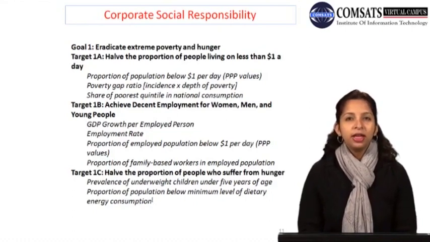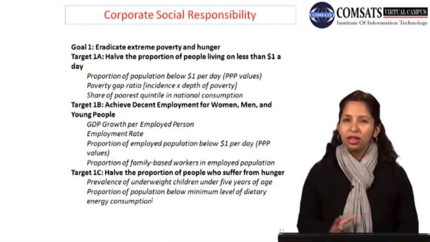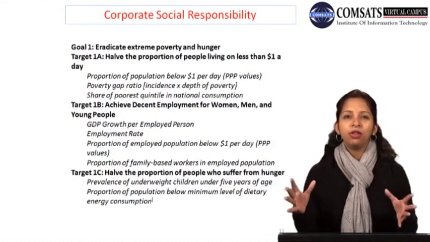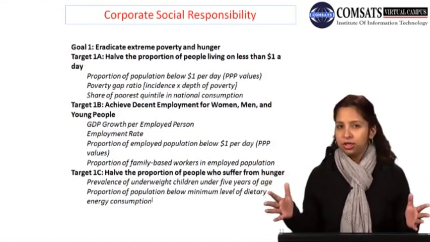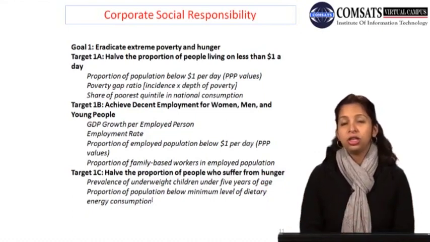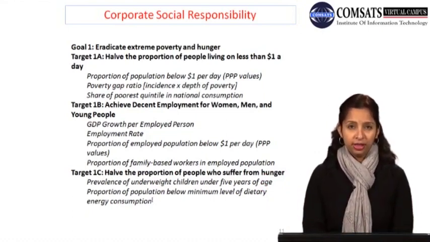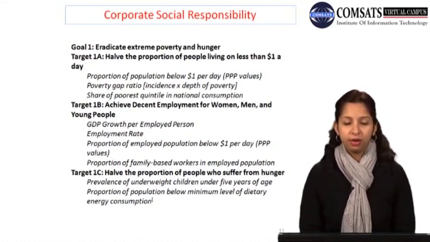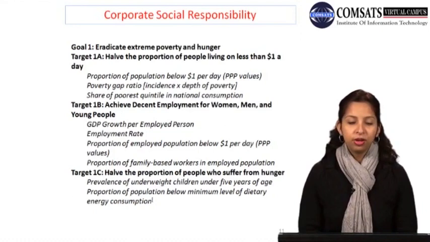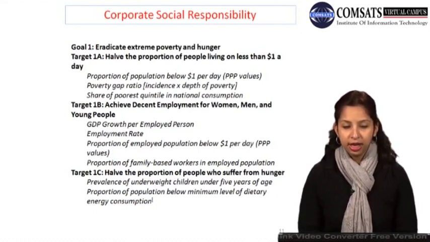And then you'll see that when you look at these 8 goals, they provide ample avenues, a lot of ideas to corporations, enterprises and businesses to initiate their corporate responsibility and to start being responsible with reference to their business, if they can fulfill all these goals or take up all these issues. The first goal was to eradicate extreme poverty and hunger.